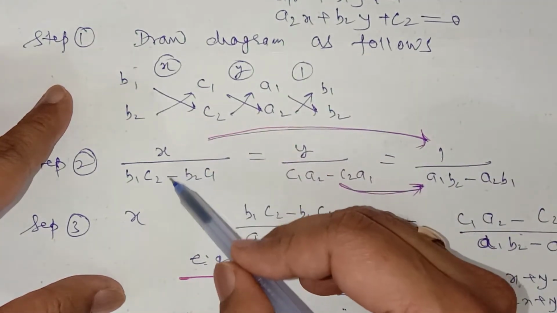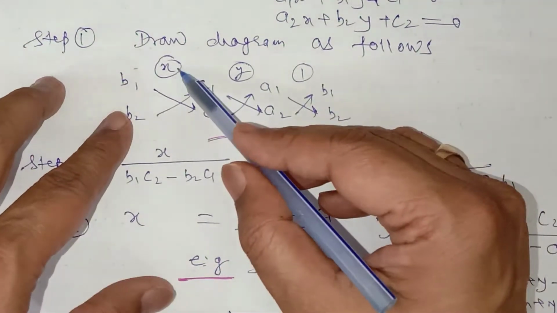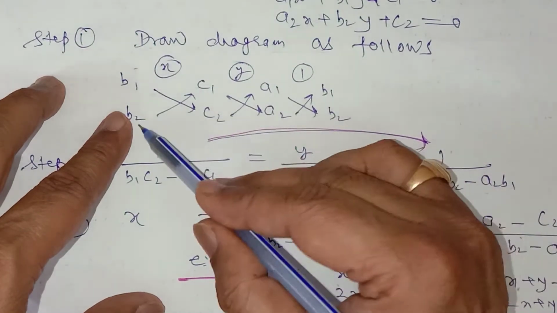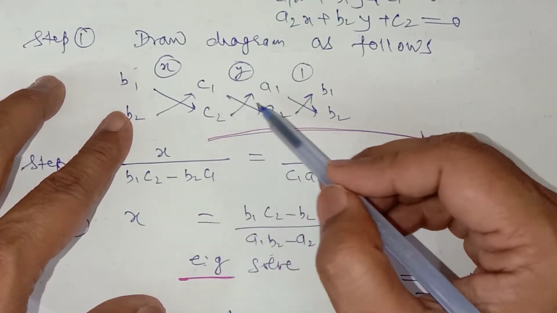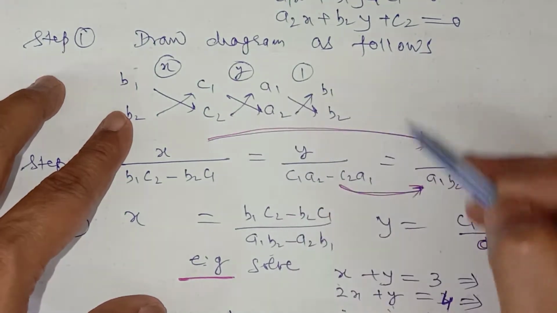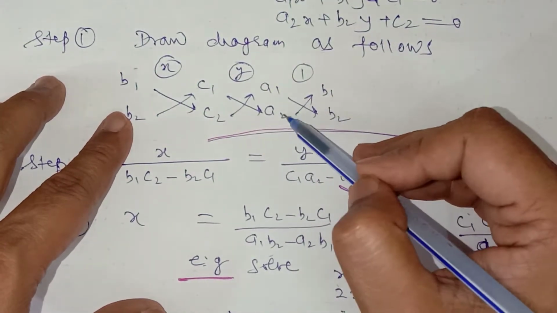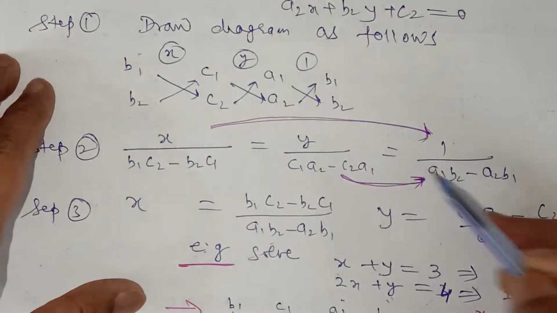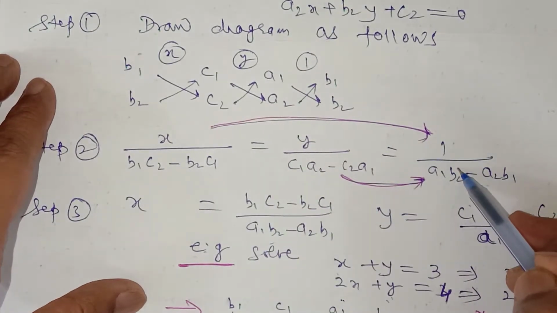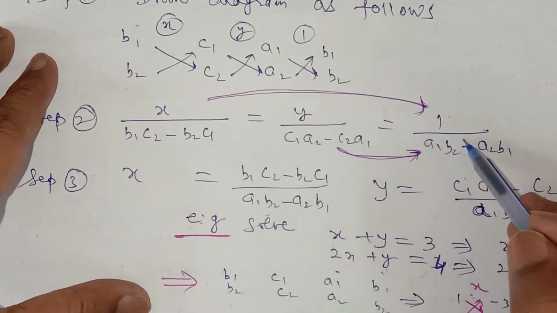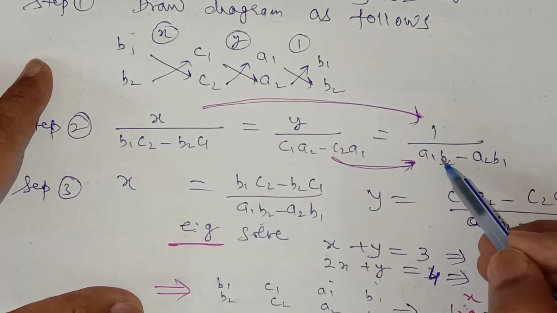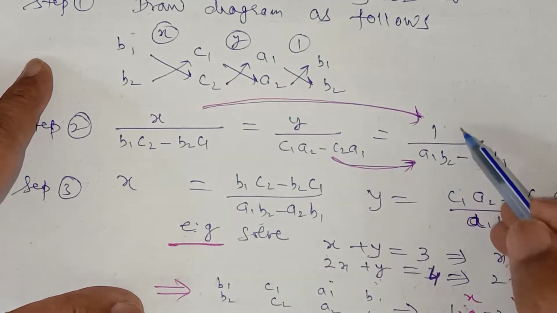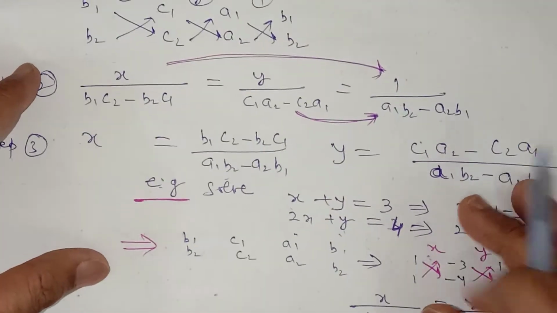So x upon will be this into this minus this into this, see the arrows, and y upon will be this into this minus this into this, and 1 upon will be this into this minus this into this. When you put this equal to this, you will get the value of x. When you put this equal to this, you will get the value of y. So x will be this upon this and y will be this upon this. This is the value of x and y.